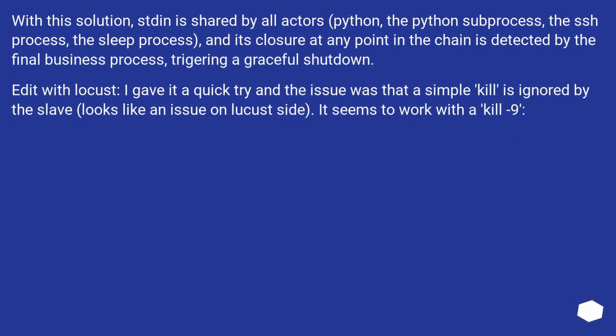with this solution, stdin is shared by all actors: Python, the Python subprocess, the SSH process, the sleep process, and its closure at any point in the chain is detected by the final business process, triggering a graceful shutdown. Edit with locust: I gave it a quick try and the issue was that a simple kill is ignored by the slave. Looks like an issue on locust's side. It seems to work with a kill -9.